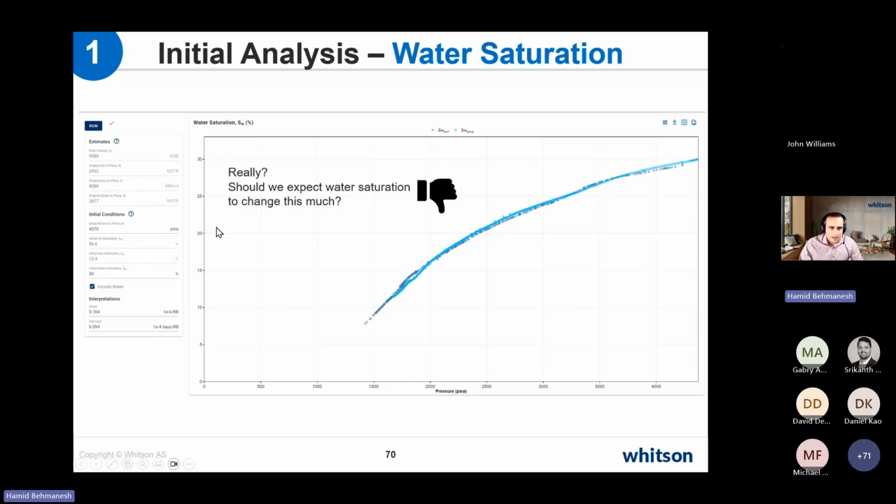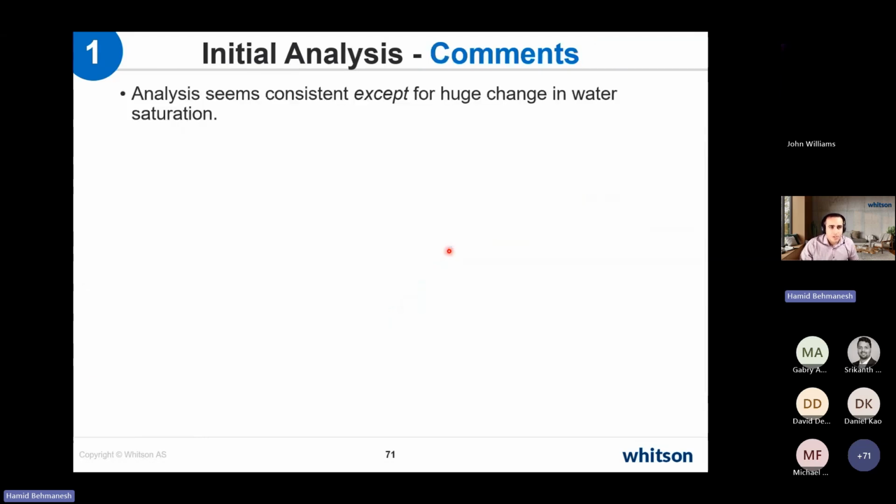So this is the water saturation. We know that the water compressibility is much less than the gas compressibility, so I'm not expecting the saturation to drop so significantly. There are two alternatives that we can try with water right now.